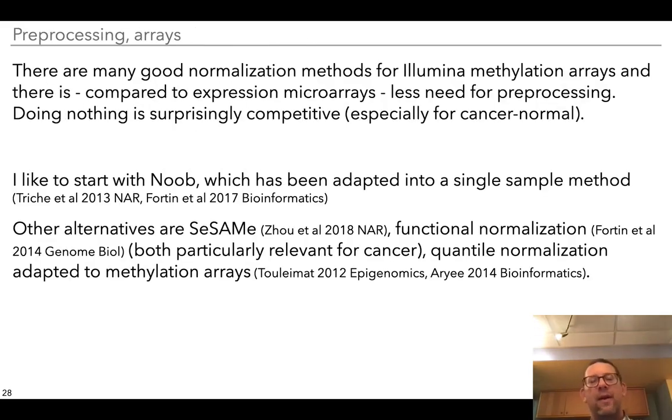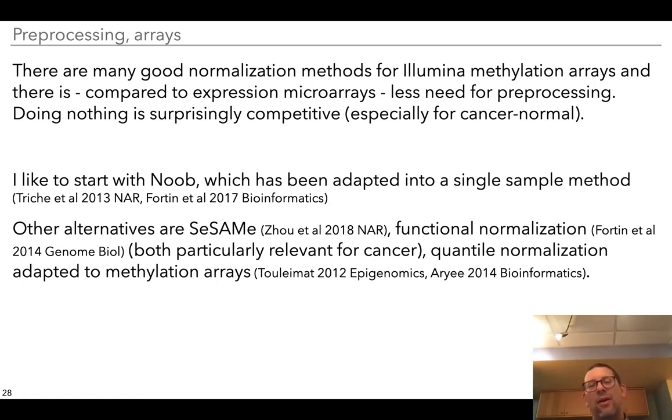Now for pre-processing. Earlier on, I mentioned that methylation arrays, or bisulfite data in general, have a kind of internal control because you're measuring both a methylated and an unmethylated channel. There are a lot of good normalization methods for Illumina methylation arrays, but broadly speaking, this existence of the internal control makes it less important to do pre-processing, and the choice of pre-processing has a smaller impact compared to expression microarrays. That doesn't mean it doesn't matter. It just means that the impact is smaller. And doing nothing is often surprisingly competitive in comparisons.